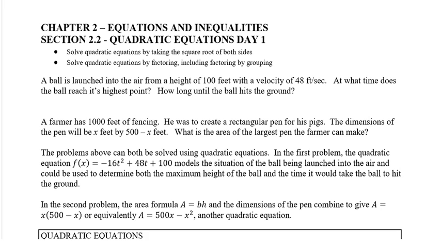Okay? So a ball is launched into the air from a height of 100 feet with a velocity of 48 feet per second. At what time does the ball reach its highest point? How long until the ball hits the ground? Another problem. A farmer has 1,000 feet of fencing. He wants to create a rectangular pen for his pigs. The dimensions of the pen will be x feet by 500 minus x feet. What is the area of the largest pen the farmer can make?